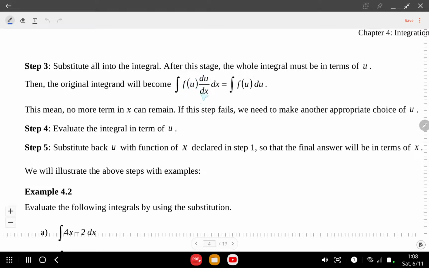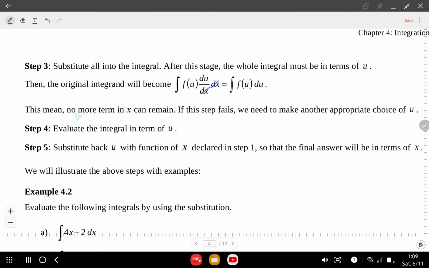So dx boleh potong, so yang tinggal adalah integral dalam bentuk function u and du, dah tak ada dx lagi dekat sini. So this means no more term in x can remain in the question. If this step fails, we need to make another appropriate choice of u. So asalnya dia ada variable x, mesti dah tak ada variable x lagi. Kalau you all fail untuk tukar semua, maksudnya choice of u tu salah lah, kena buat choice of u yang lain.